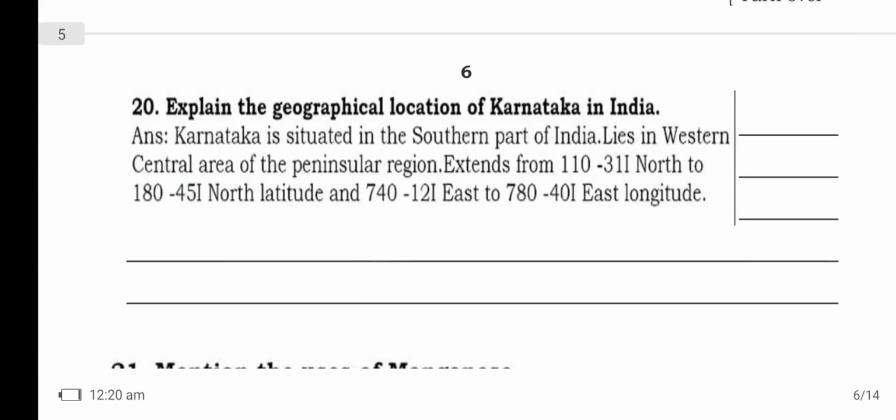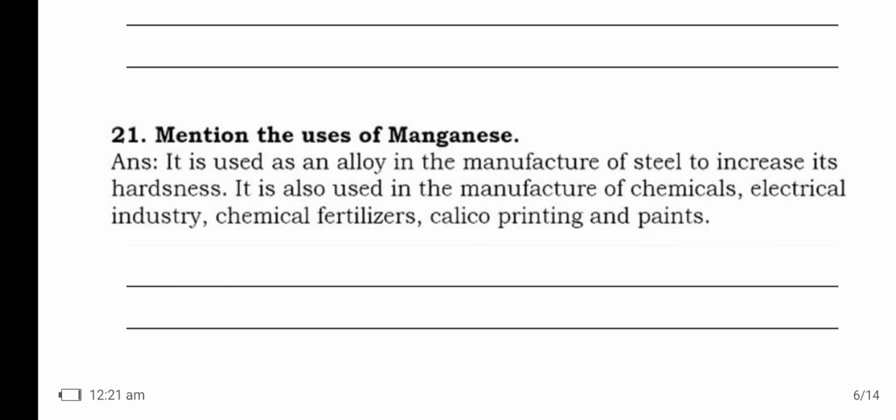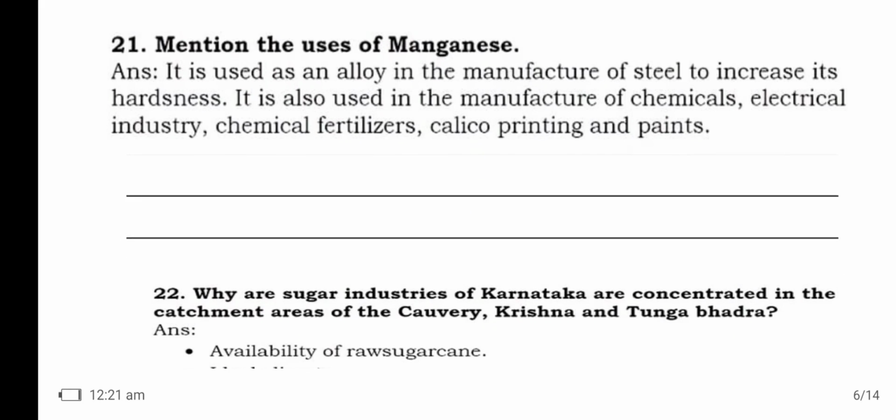Explain the geographical location of Karnataka in India. Karnataka is situated in the southern part of India, lies in the western central area of the peninsular region, and extends from 11°31' north to 18°45' north latitude and 74°12' east to 78°40' east longitude. Mention the uses of manganese. It is used as an alloy in the manufacture of steel to increase its hardness. It is also used in the manufacture of chemicals, electrical industry, chemical fertilizers, calico painting and paints.